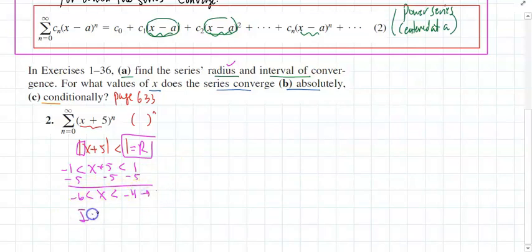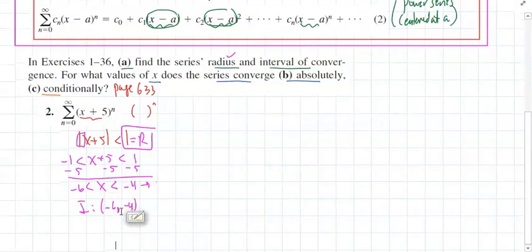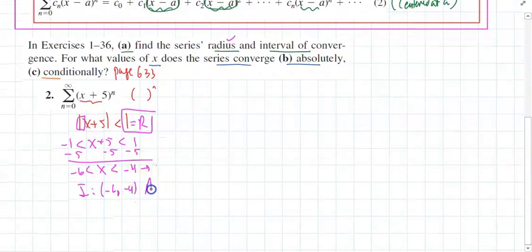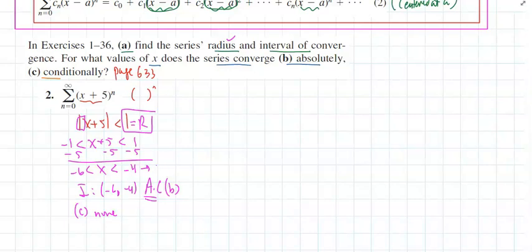So interval of convergence would be -6 to -4. Now, since I know, and this is of course absolutely convergent, so this is part B. Now, C would be none, since I know that since this is geometric, if r equals 1 or bigger than 1, this series diverges. So that pretty much sums up problem number 2. Now I'd like to look at another problem, and let me look at problem number 4.